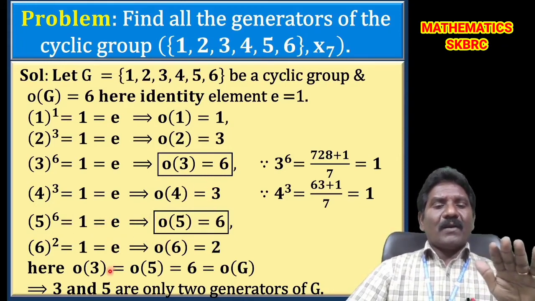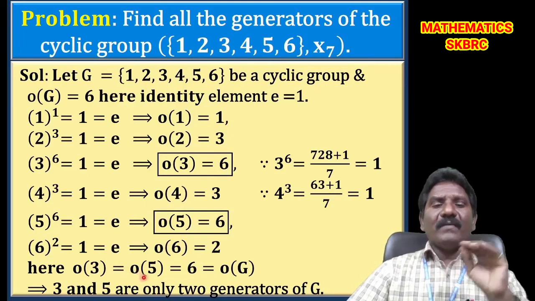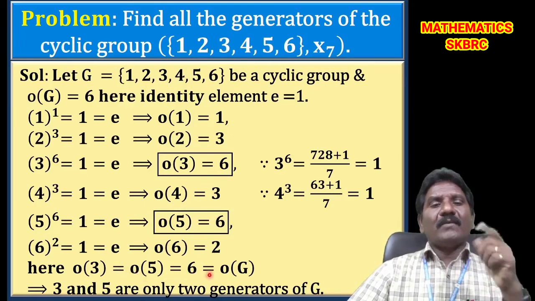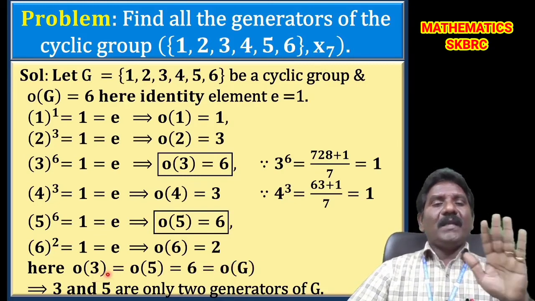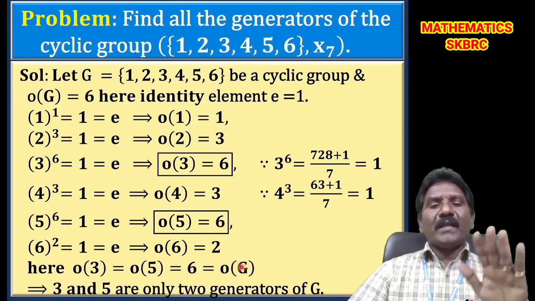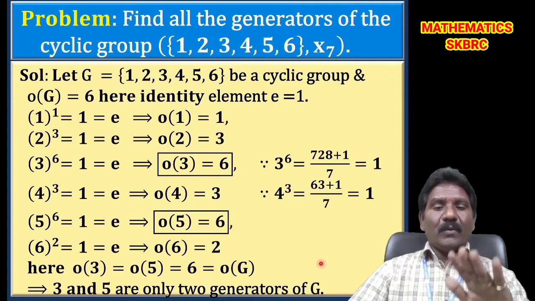Here, the order of 3 is equal to the order of 5, which is 6, which is equal to the order of the group, order of G. Therefore, 3 and 5 are the only two generators of the group G.